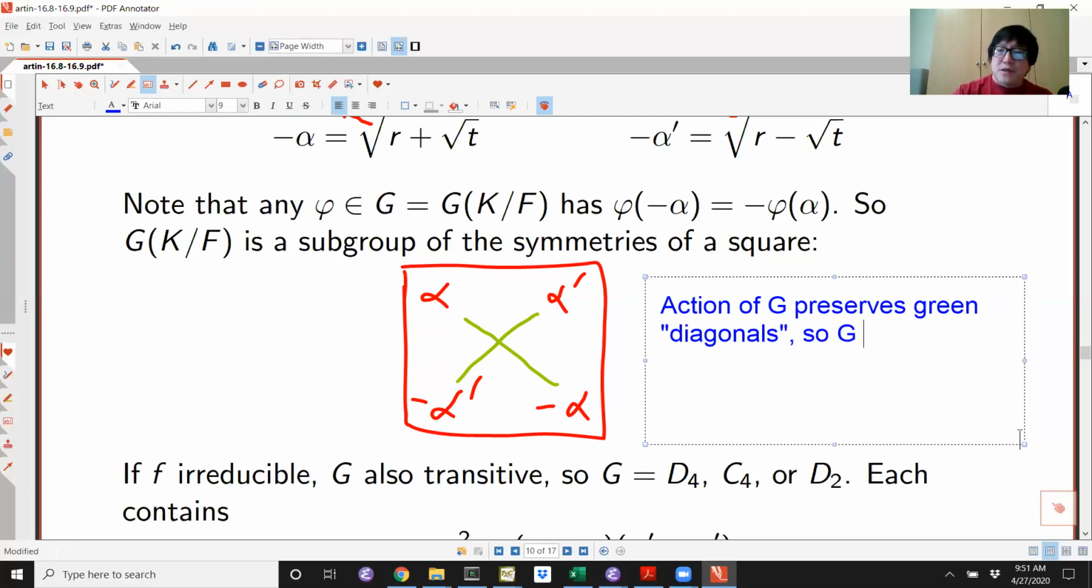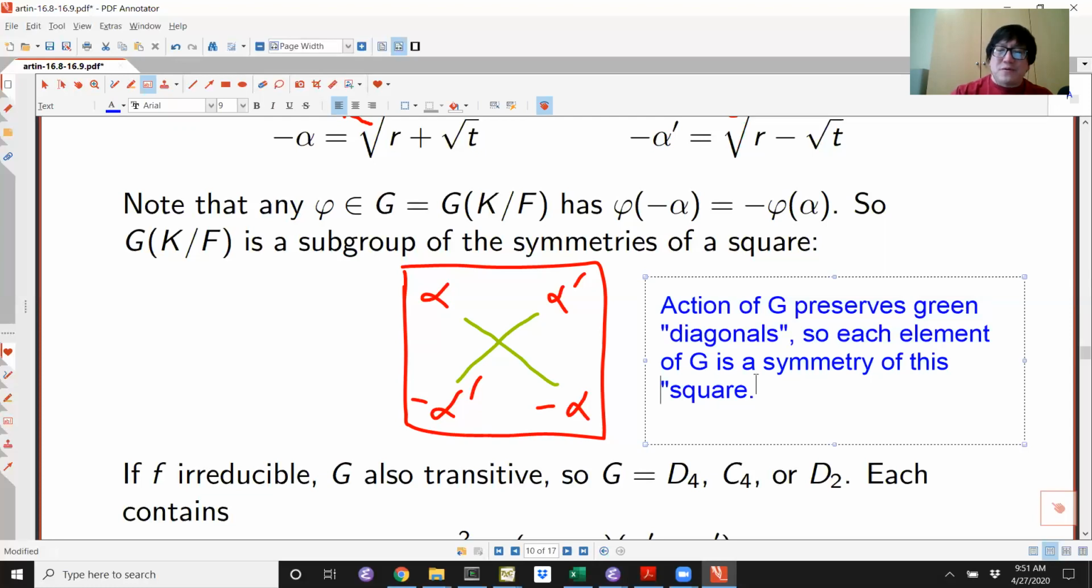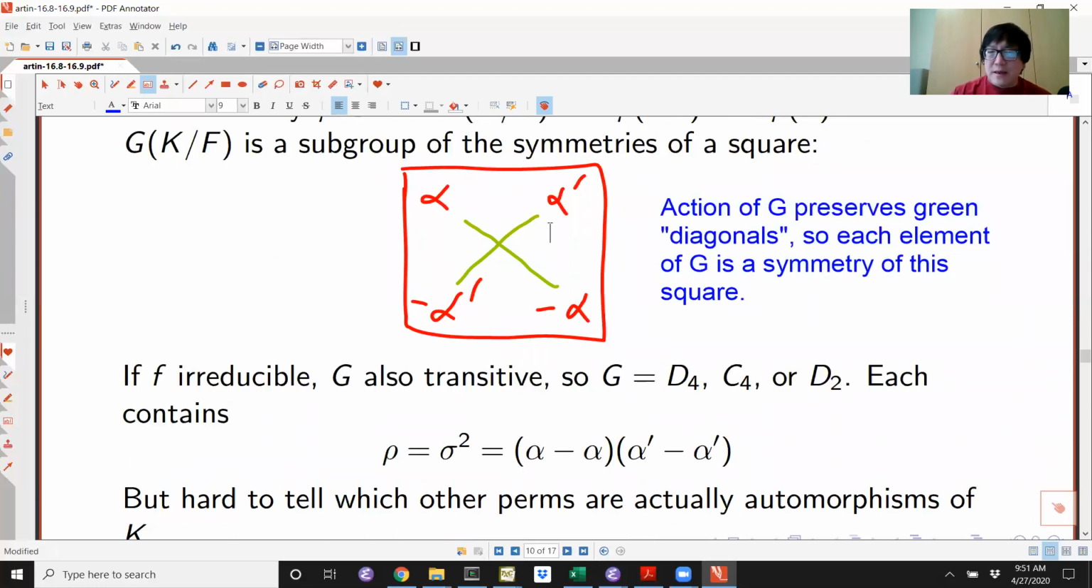So each element of G is a symmetry of this square. I guess maybe the word square doesn't deserve the scare quotes because it's something we made up. It's all something we made up, really. So the point is that because the permutations in G have to preserve this opposition of alpha and alpha prime and minus alpha prime, they're going to be symmetries of a square.